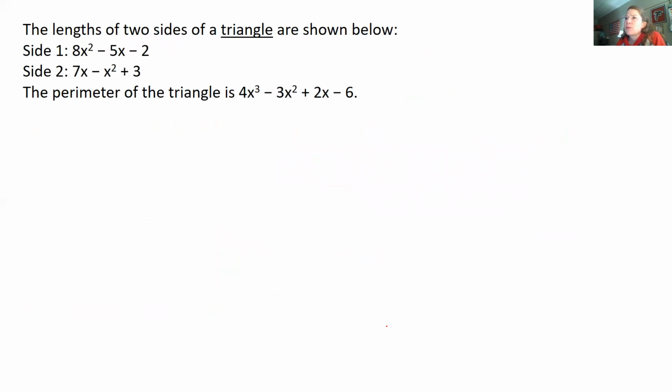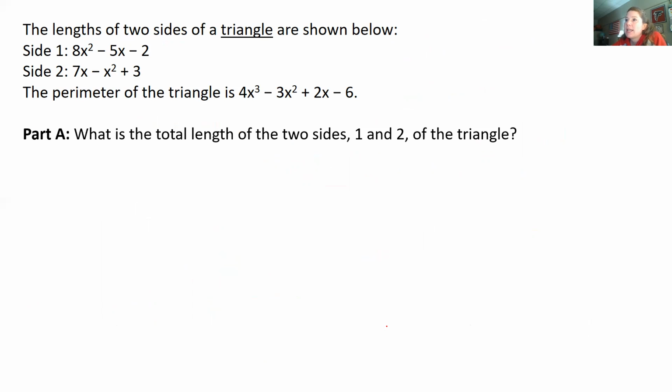All right, let's look at this one. The lengths of two sides of a triangle are shown below. Of course, we know that triangles have 3 sides, and they give us the perimeter of the triangle. So the question is, what is the total of the 2 sides we're given? Total in math means we're going to add.